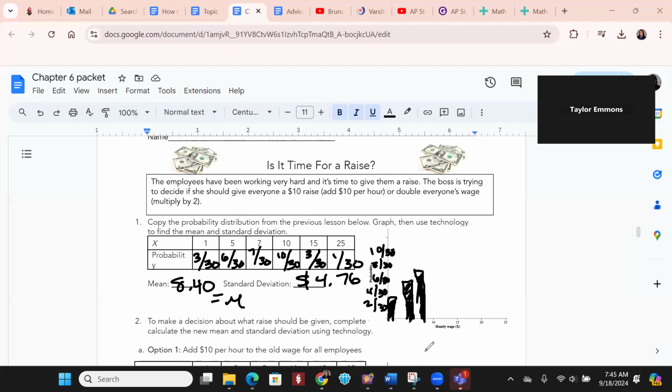So it's got gaps, remember? Because we don't have a $2 bill, we don't have a $3 bill. 10 is going to be 10 out of 30. 15 is going to be 3 out of 30. And then 25 is going to be 1 out of 30.